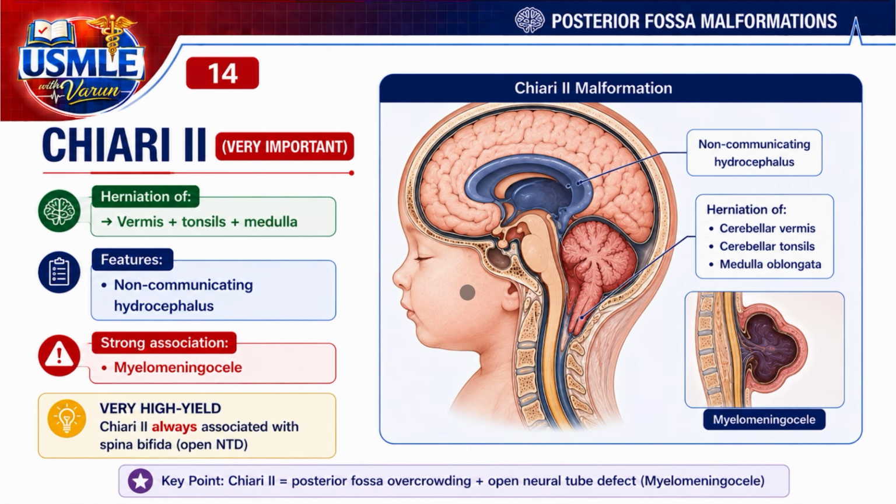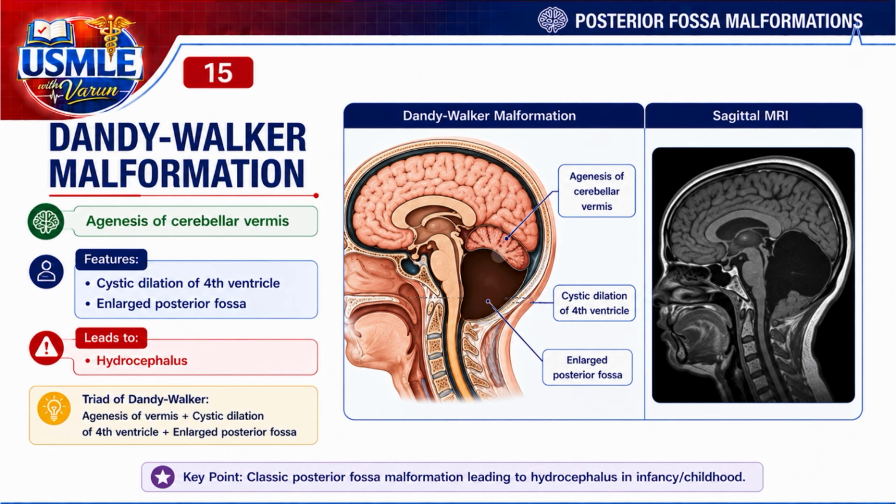One more important thing to discuss about posterior fossa malformations is the Dandy-Walker malformation. This involves absence of the cerebellar vermis. Other characteristic features include cystic dilation of the fourth ventricle and an enlarged posterior fossa. This could lead to hydrocephalus again. We have discussed that Chiari 2 is also associated with hydrocephalus. In the same way, there's an association of hydrocephalus with the Dandy-Walker malformation.